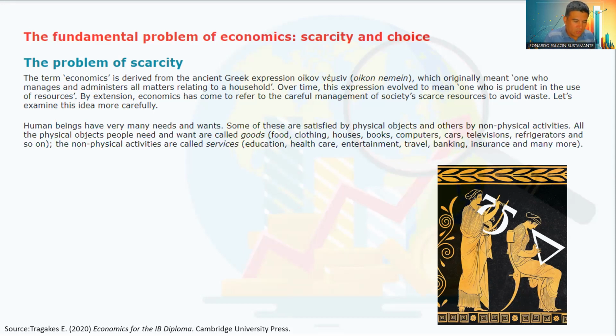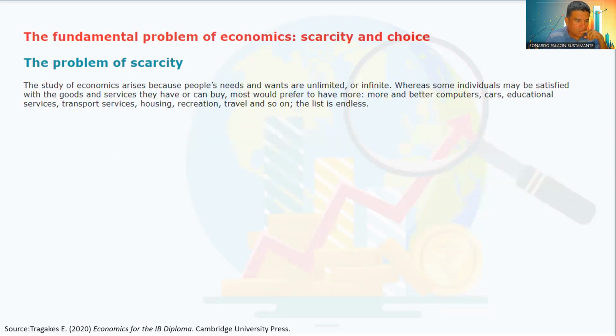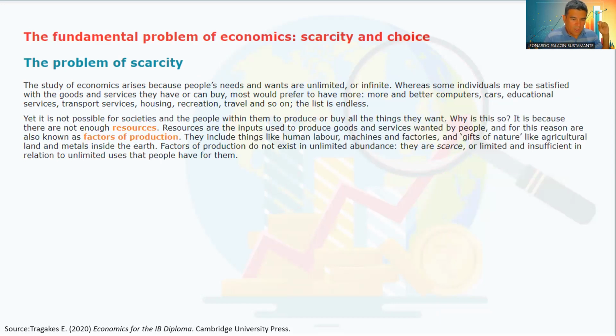So scarcity is central in economics. I already explained the unlimited level of needs and wants that people have. So here we have the difference. Needs and wants need to be satisfied by goods and services. So the study of economics happens because it's important that we can satisfy our unlimited needs and wants. Needs and wants can be satisfied with two things: goods and services. It is not possible for societies and the people within them to produce or buy all the things that they want. Why? Because of the level of resources.